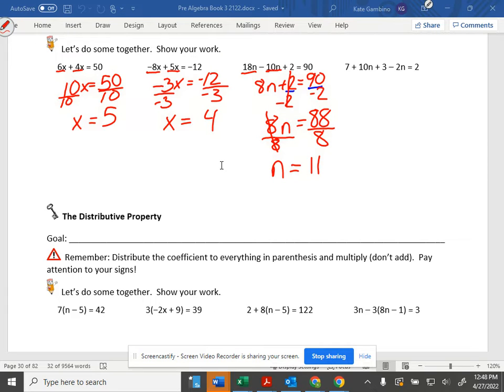Whew. Let's look at our next one. 7 plus 10n plus 3 minus 2n equals 2. What should I do first, Katie? Combine the 10n. I'm going to combine my variables first. So I have positive 10n minus 2n is what? 8n.